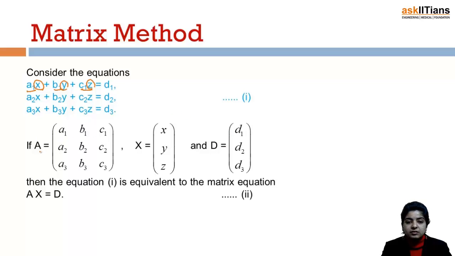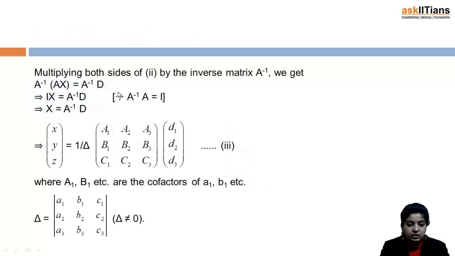So we denote these matrices by A, which is the coefficient matrix, then X is the variable matrix, and D is the matrix of constants or the constant matrix. Then the equation 1, which is this equation, is equivalent to the matrix equation AX equal to D. You can just see here, if you write down AX equal to D, you will get this system of equations. Now multiplying both sides of the second by the inverse matrix A inverse, we get, now we had obtained AX equal to D.